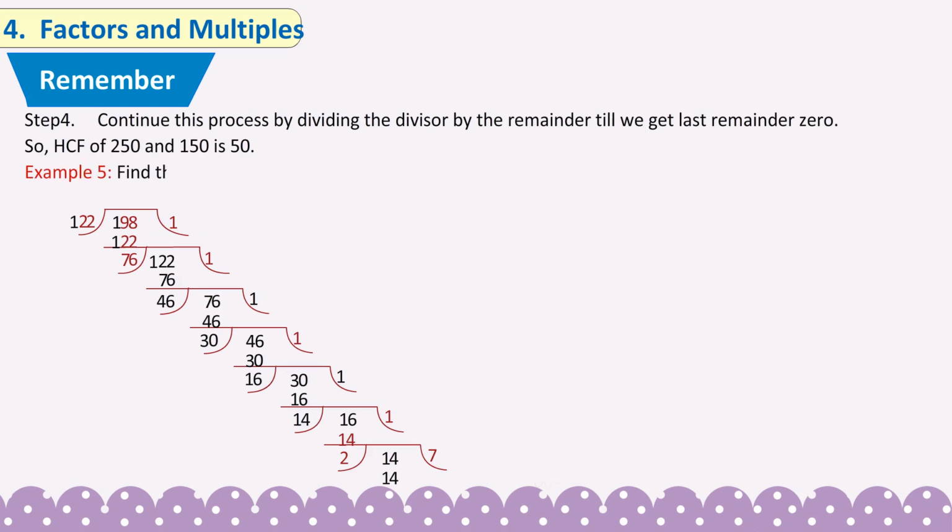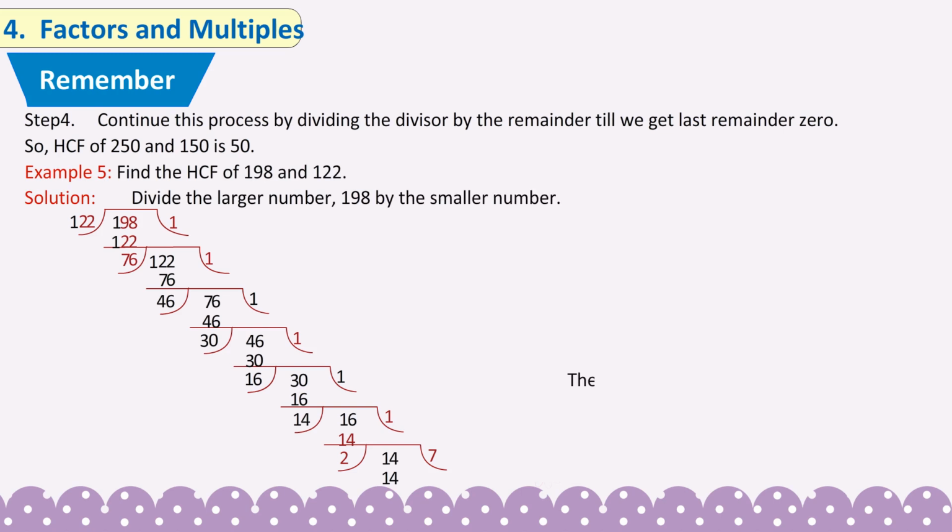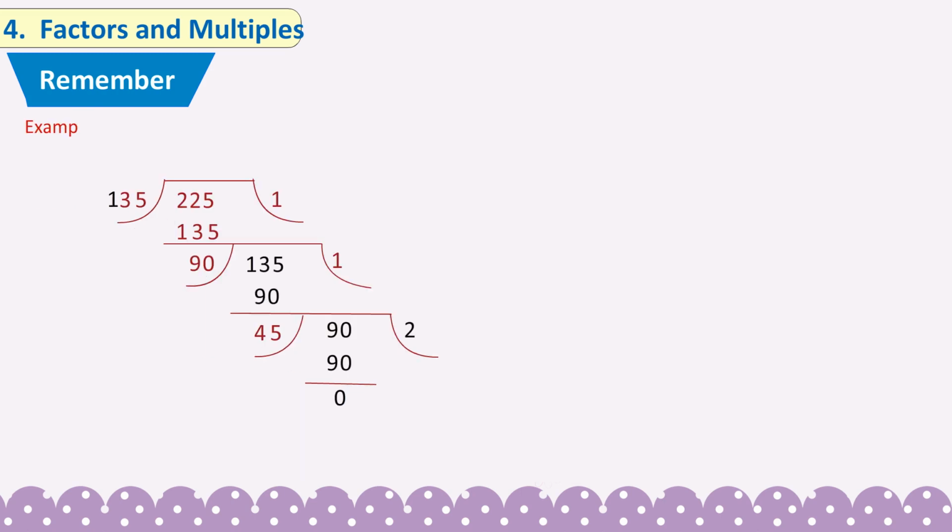Example 5. Find the HCF of 198 and 122. Solution. Divide the large number 198 by the smaller number. Therefore, HCF of 122, 198 is 2. Example 6. Find the HCF of 75, 135, 225.